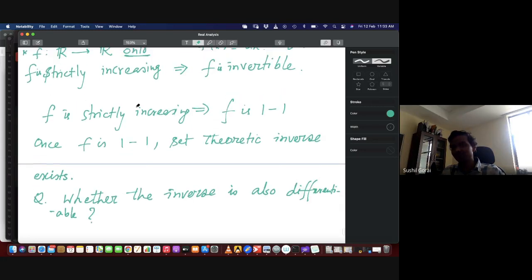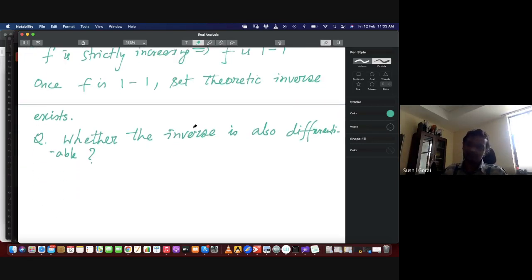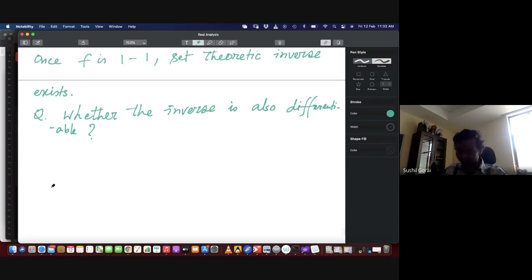So strictly increasing gives you one-oneness. One-oneness gives you a set theoretic inverse, but whether the inverse is also differentiable and the derivative is continuous, these are questions one can think of. Those are very interesting and very important questions as well.